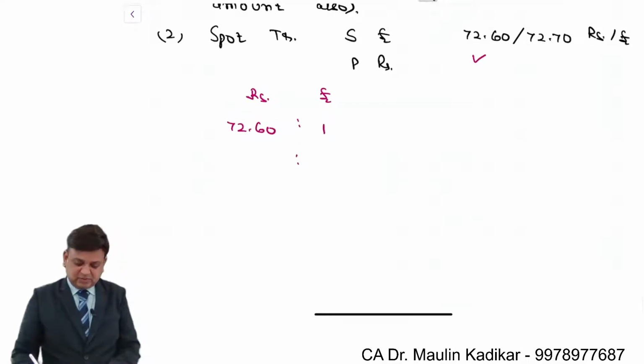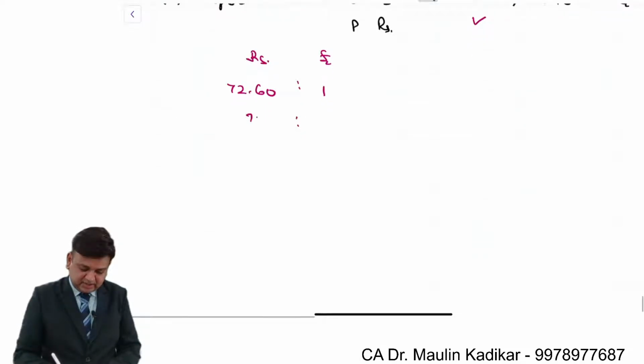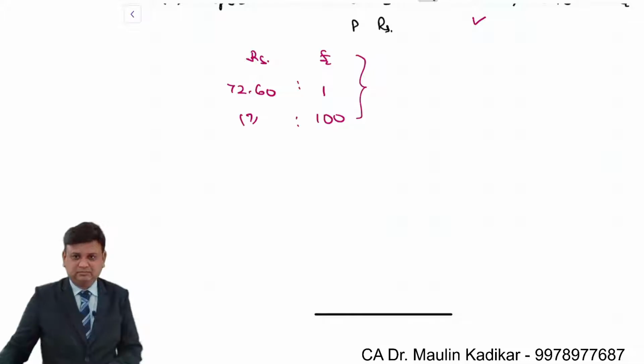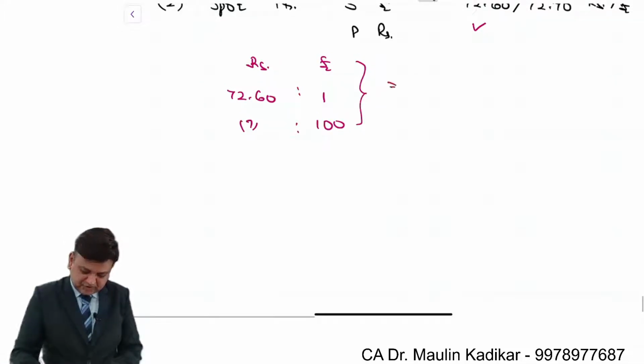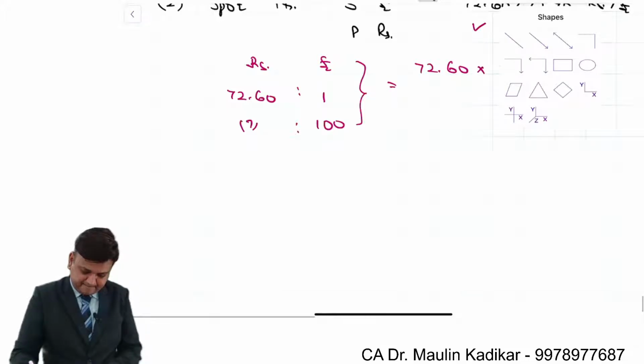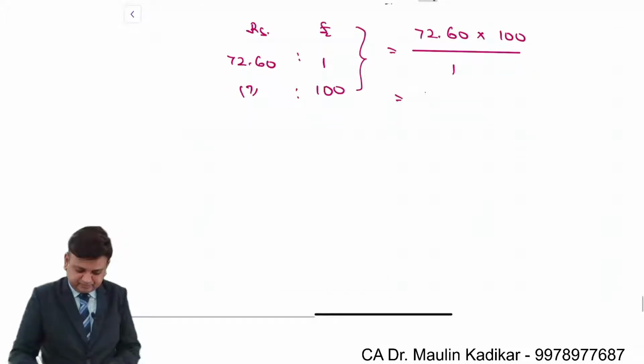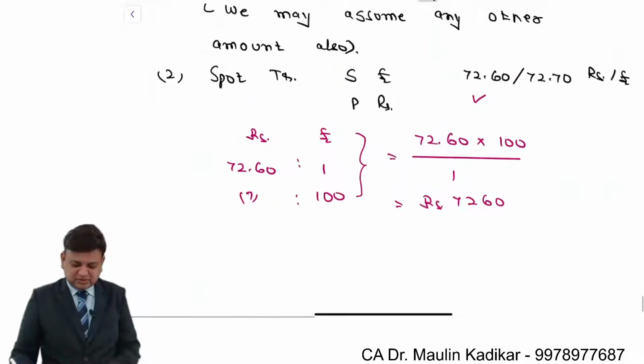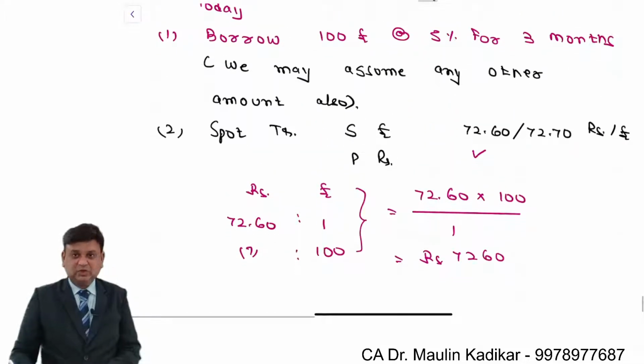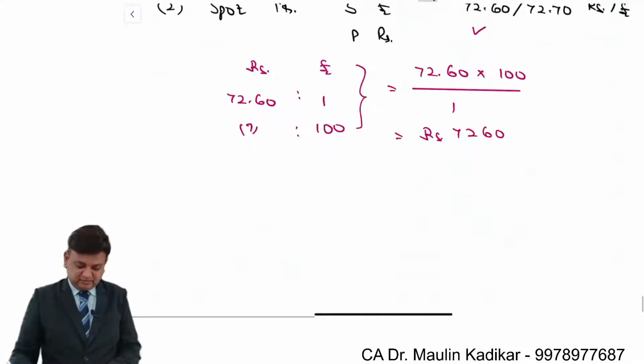So we understand that's over here. You will get this amount of rupees for 100 pound. So 72.60 into 100 divided by 1, rupees 7260. So this is the amount that you are going to receive.